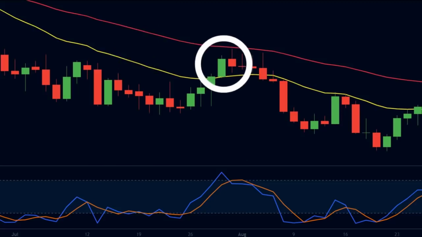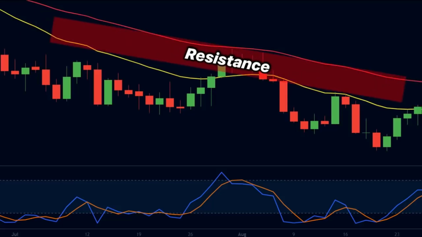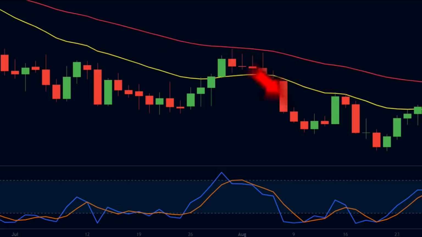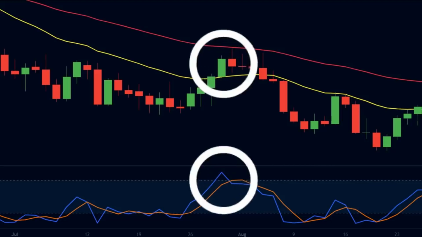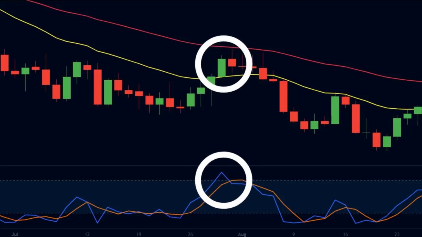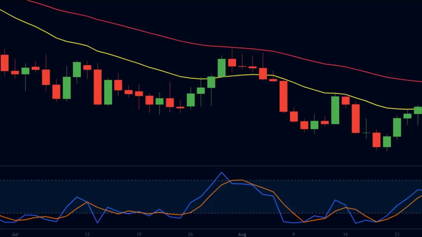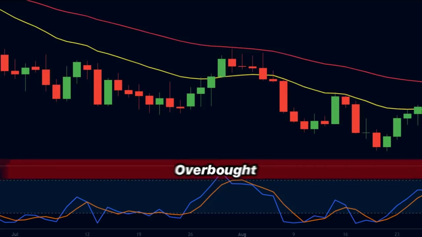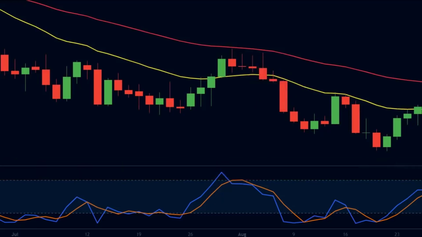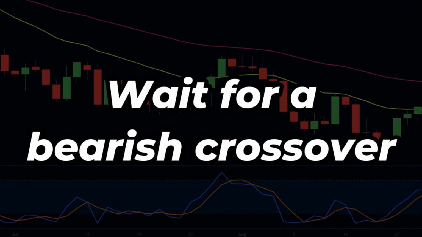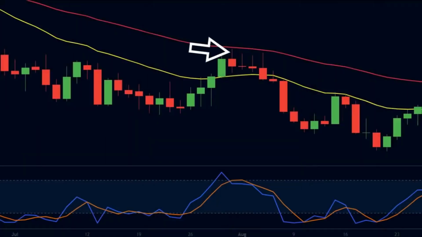On this candle, we can see that the price pulls back to the retracement zone. So according to the moving averages, we expect the price to find resistance at the moving averages and move lower. But we want to look at the stochastic to confirm this. On the stochastic, we see that the value is above 80 on this candle. This means that the stochastic is currently overbought, and we might expect a sell-off in the price. Now, all we have to do is wait for a bearish crossover on the stochastic. On this candle, we see that the stochastic gives us a sell signal.